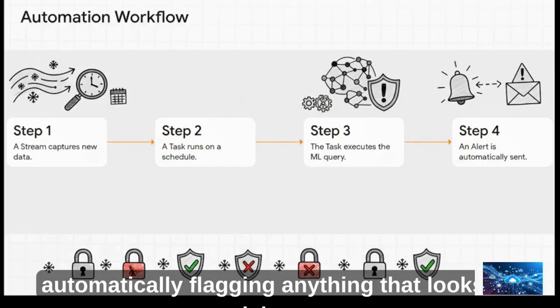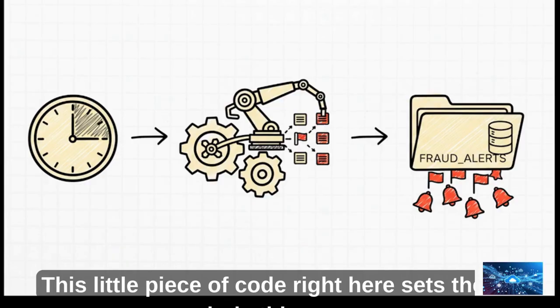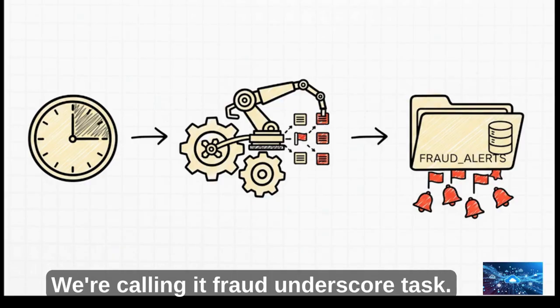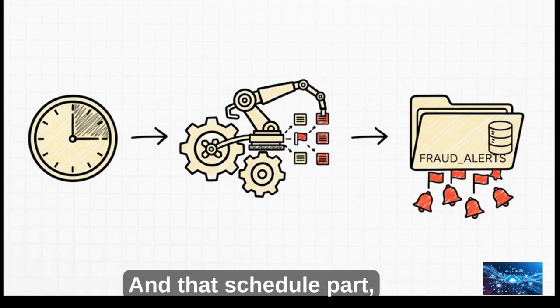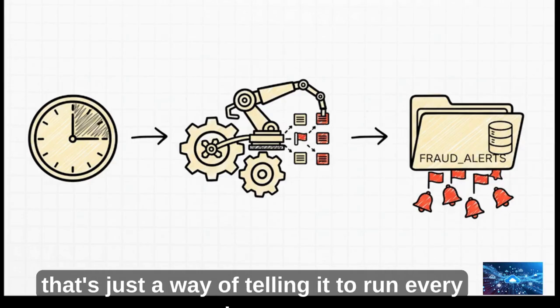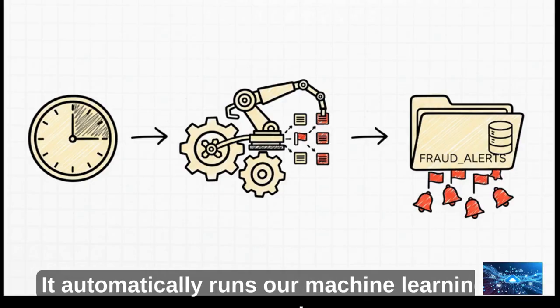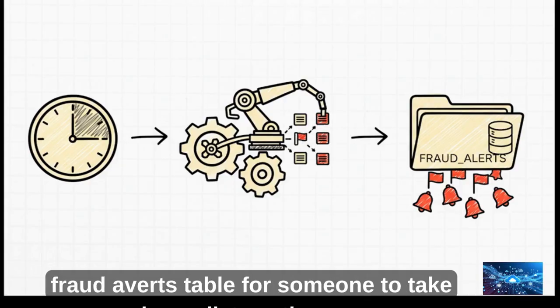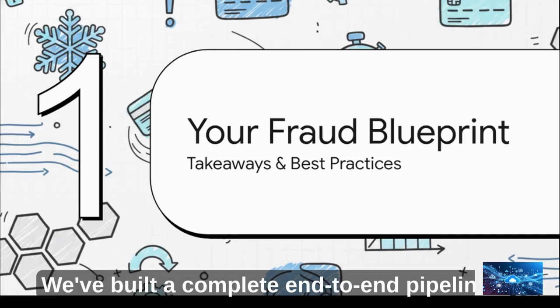that looks suspicious. This little piece of code right here sets the whole thing in motion. We're creating a task, we're calling it fraud_task, and that schedule part, that's just a way of telling it to run every hour, on the hour. It automatically runs our machine learning query and shoves any high-scoring anomalies into a special fraud alerts table for someone to take immediate action on. So there you have it. We've built a complete end-to-end pipeline.